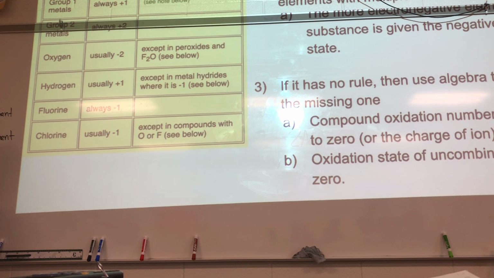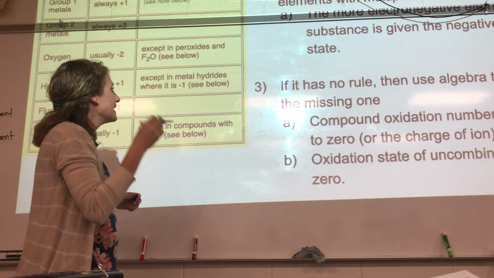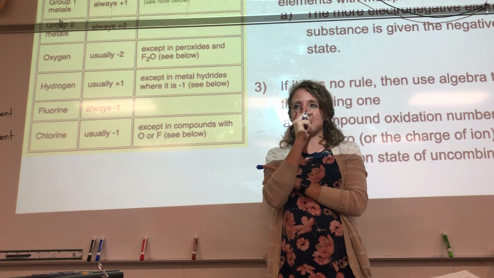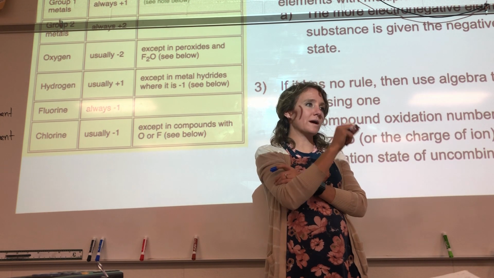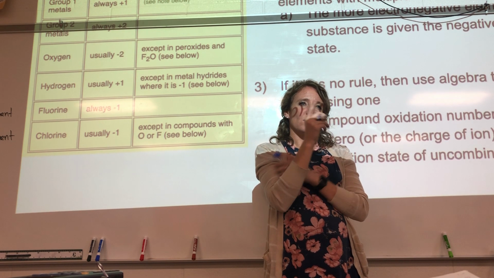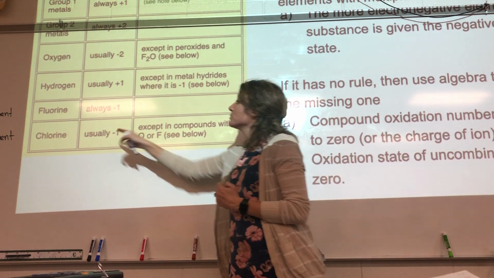So what that means, if you want to interpret this exception, is when hydrogen is with something that is more electronegative than itself, it's going to be a negative 1. Okay, and I'll show you an example of where that fits in. And then chlorine is usually minus 1.